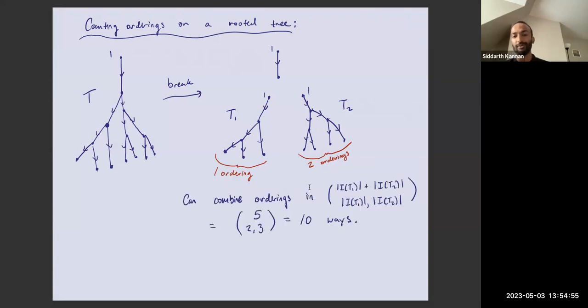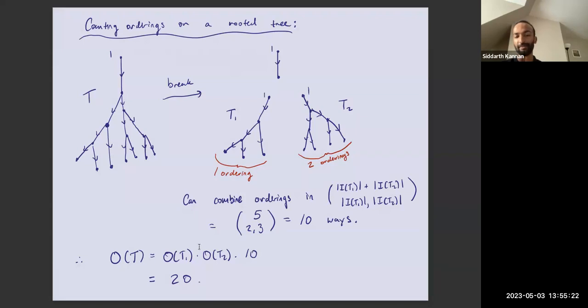And then in general, when you want to combine a bunch of ordered sets into a big ordered set, it's given by some multinomial coefficient. Here it's just a binomial coefficient because there's just 2 ordered sets. But here it ends up being 5 choose 2 ways of combining these orderings. So there's 10 ways of combining. So the total number of orderings of this big tree is the product of these 2 orderings times the number of ways of combining. So there's 20 orderings.